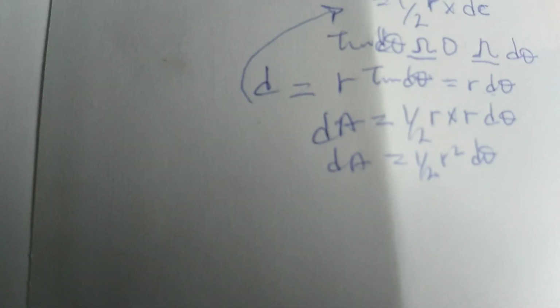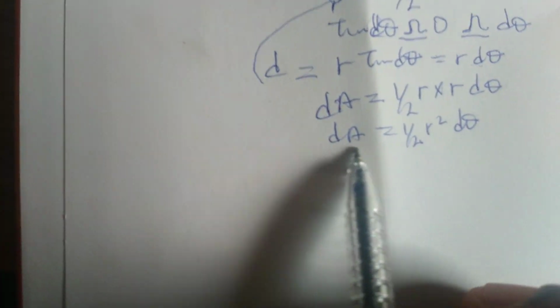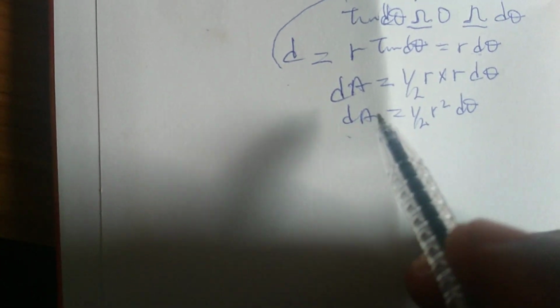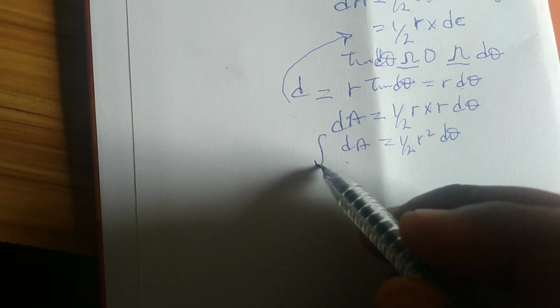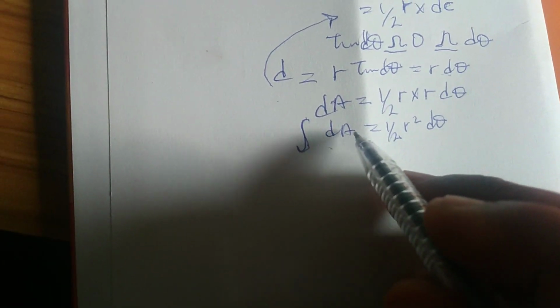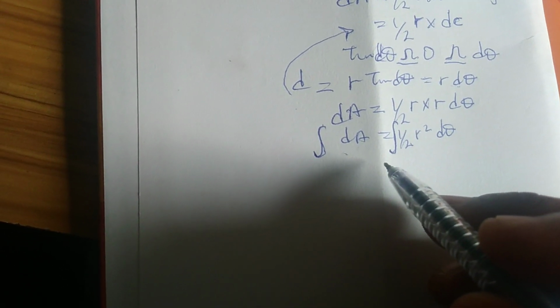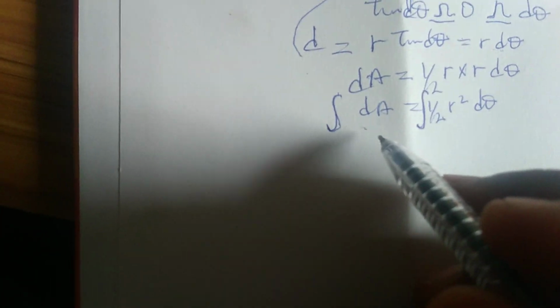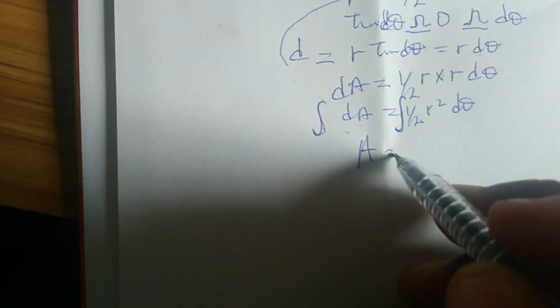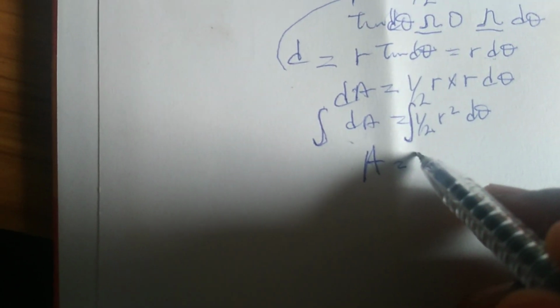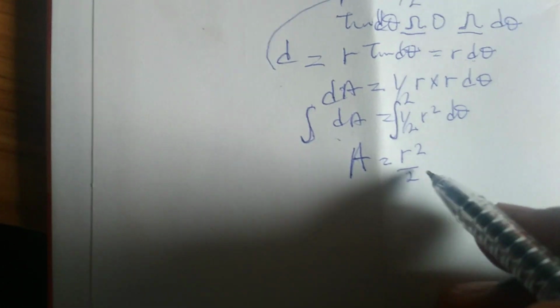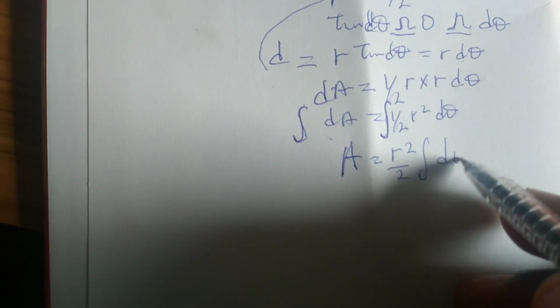Now, in order to get the total area of my circle, I need to sum up this small tiny area, the dA. What do we do on that? We integrate. Integrate simply means summation. Summation of infinitesimal quantities is what integration is all about. So integration of the dA will give us the big A that we are looking for. Now, half r squared is a constant, so I can put it outside the integration sign. r squared all over 2 integral dθ.